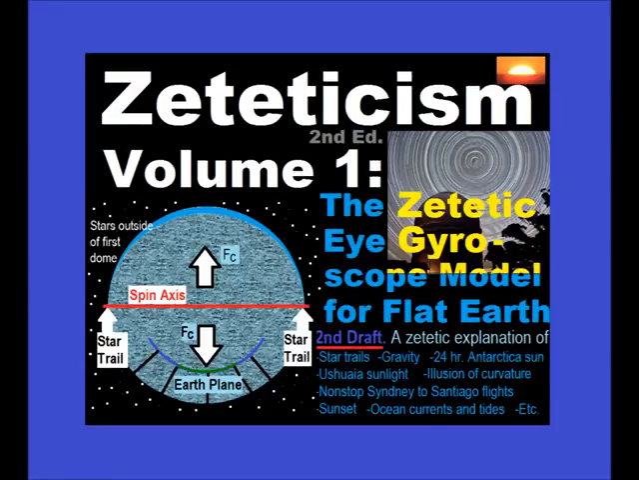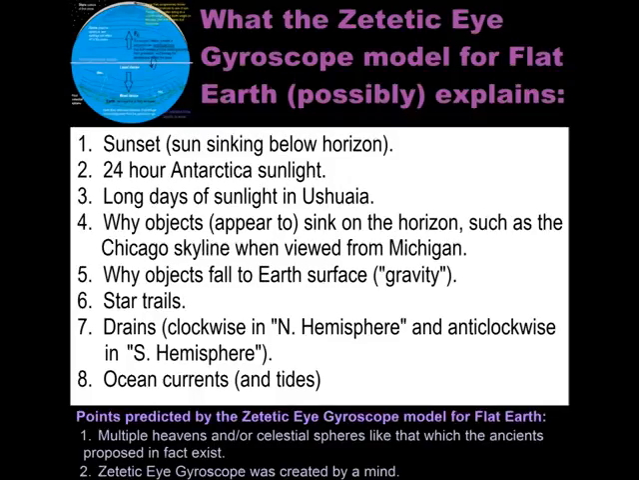Volume 1 of the Zeteticism series, the Zetetic Eye Gyroscope. This is the second edition of volume 1. The first edition is currently being redone and will appear as a later volume of the Zeteticism series titled The Sunset. In the first part of this documentary, I will describe the Zetetic Eye model, showing why it is a possible explanation for the flat Earth system.